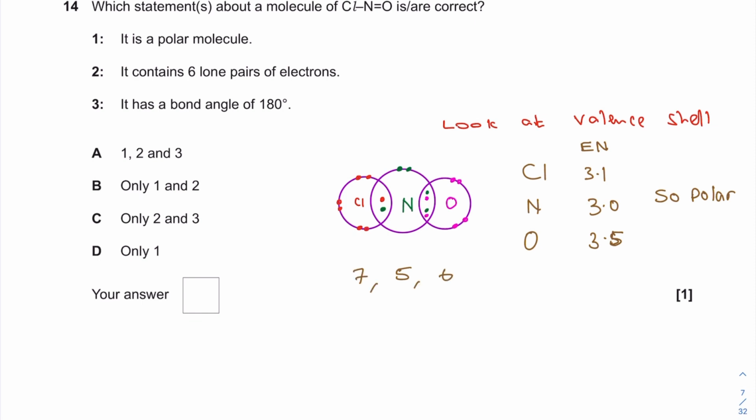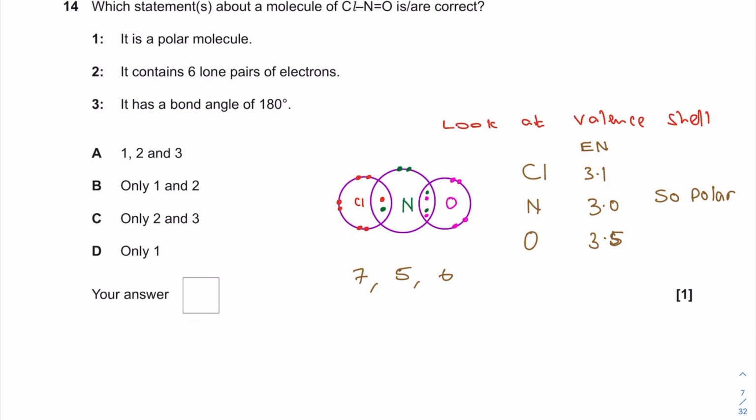And that's their group, which means chlorine will have 7 electrons in the outer shell. Nitrogen will have 5 electrons in the outer shell. So those are the green ones. 2, 3, 4, 5. And oxygen will have 6 electrons in the outer shell. 1, 2, 3, 4, 5, 6. So the number of electrons in the outer shell tells us what group they belong to.